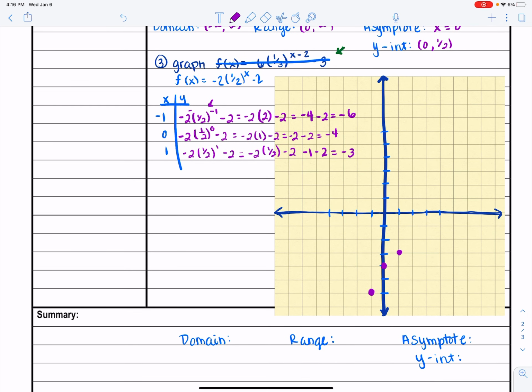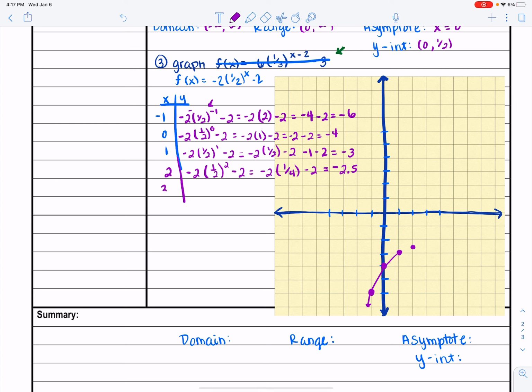Okay, now, I know that I have this kind of curve, and it's weird because it's upside down over the x-axis, but I'm not really sure where my asymptote is, so I'm going to choose a couple more numbers. So let's use 2. So -2 times 1/2 squared minus 2. So that's really -2 times 1/4 minus 2, which is really -1/2 minus 2, which is going to give me -2.5. So at 2, I'm at -2.5.